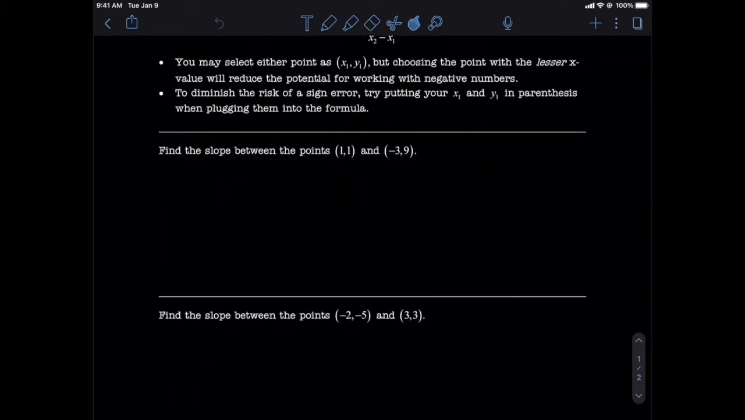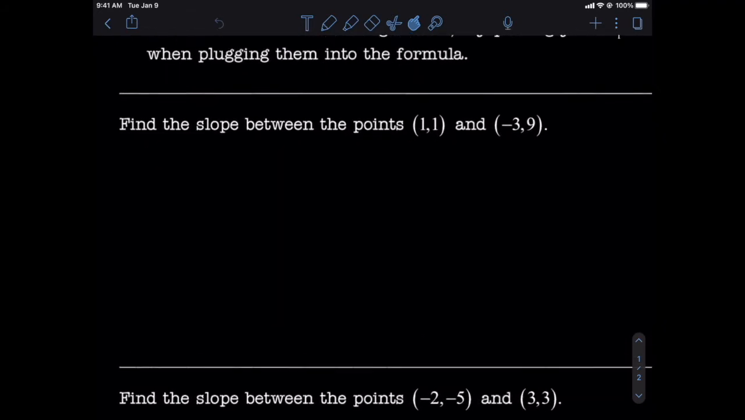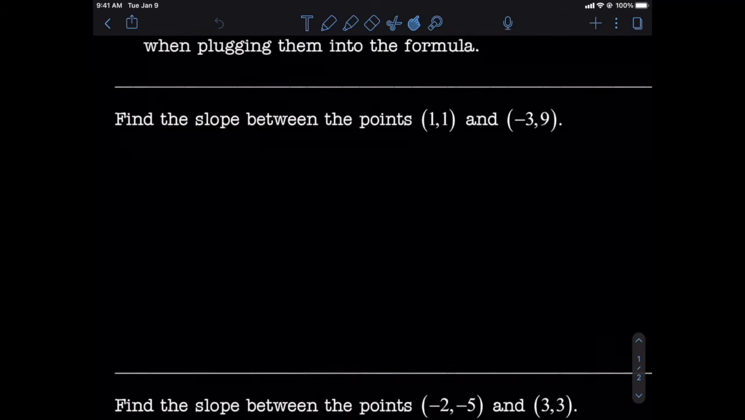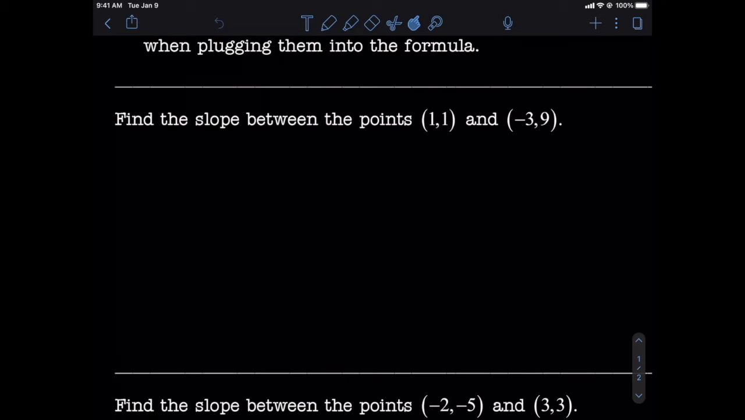First things first, we're asked to find the slope between the points 1, 1 and negative 3, 9. Before we can plug into the formula, we have to assign each of our points as x1, y1 and x2, y2. Our suggestion from above was to pick x1, y1 first and to let that point be the one with the lesser of the 2 x values. In this problem, the 2 x values are 1 and negative 3. Since negative 3 is less than 1, I'm going to let that be x1.